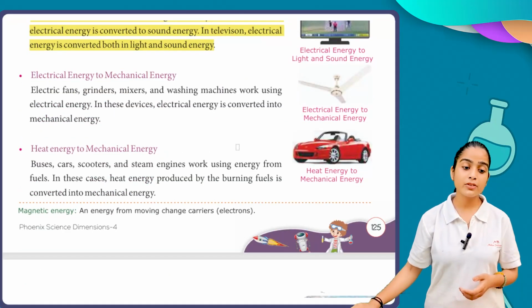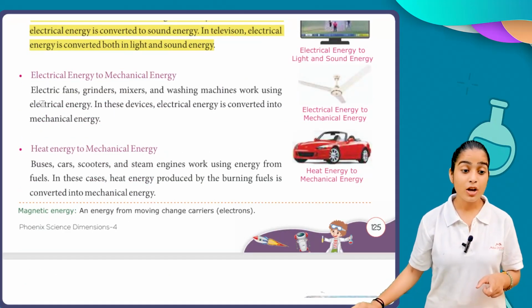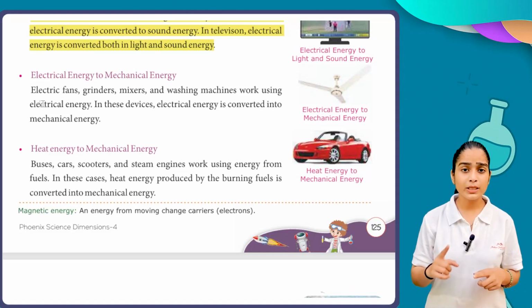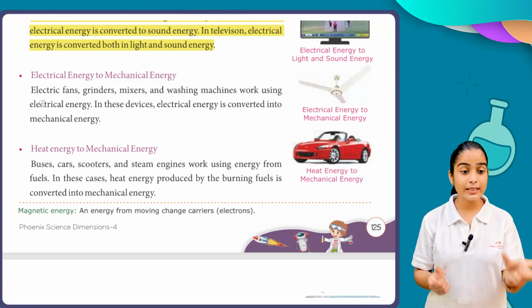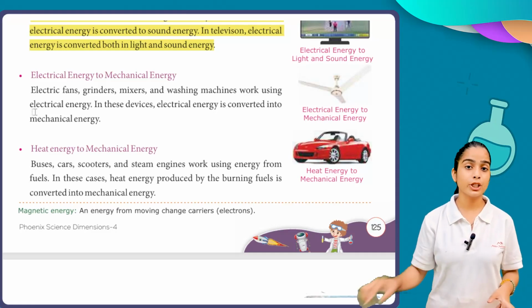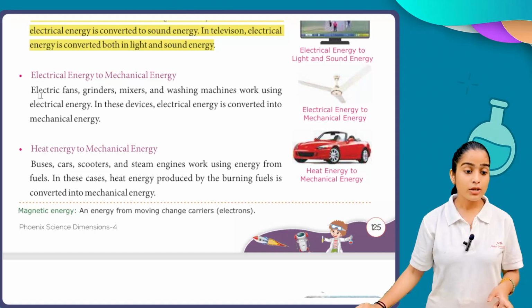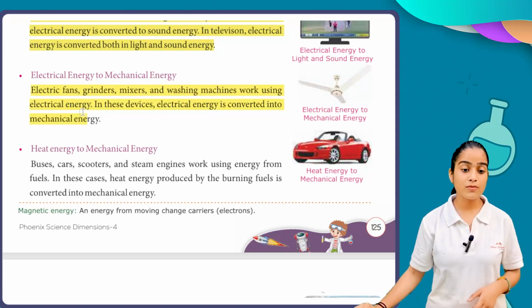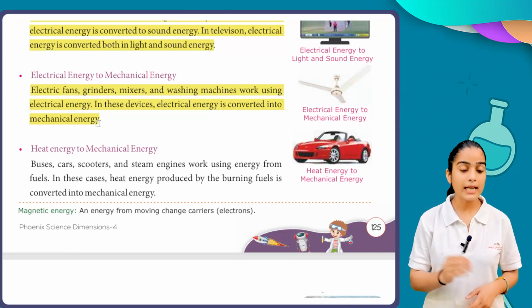Next we have electrical energy to mechanical energy. If we are talking about automatic cars and automatic scooters, what will happen in that case? We are using electrical energy, and it will be converted into mechanical energy. So electrical fans, grinders, mixers and washing machines work using electrical energy. In these devices, electrical energy is converted into mechanical energy.